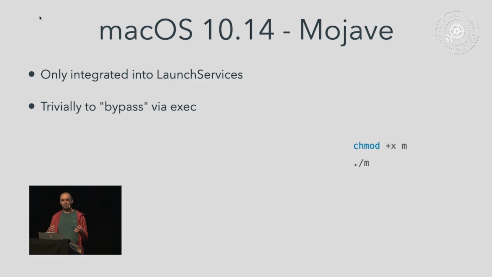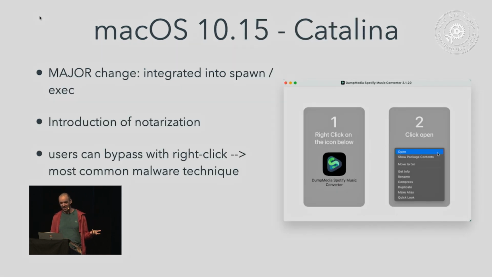So GateKeeper was only integrated into launch services. So whenever you would double click or say open the application, then it was triggered. If you actually executed through the traditional POSIX way, then it wasn't invoked. And it wasn't a bypass, it was a feature. Then Catalina came, and they said, okay, we will integrate GateKeeper into the spawn exec portion as well. They also introduced notarization, but you could still bypass GateKeeper with the user right-click opening the application.